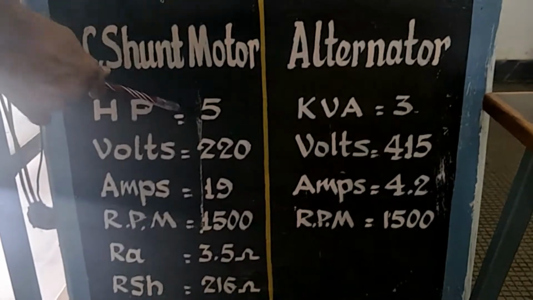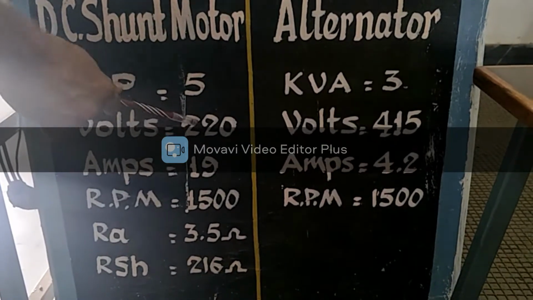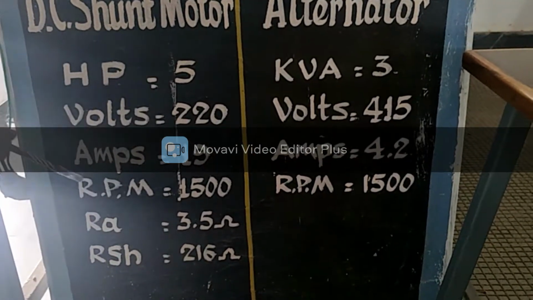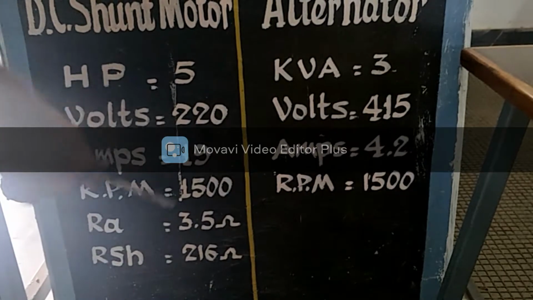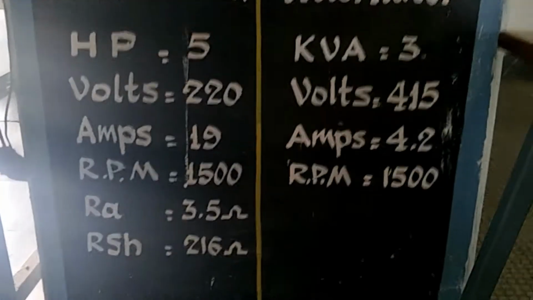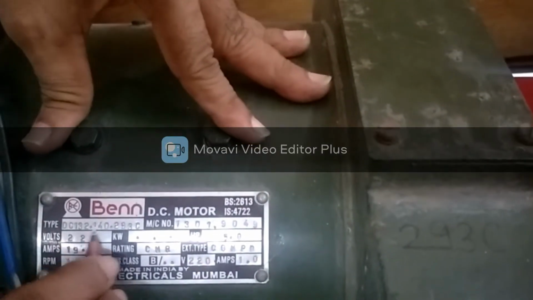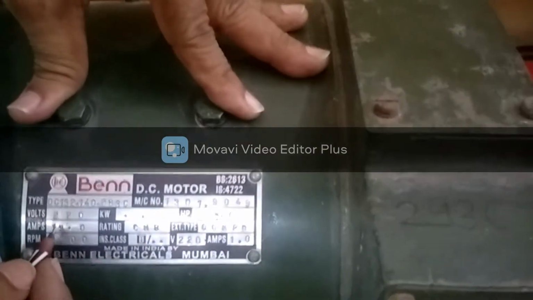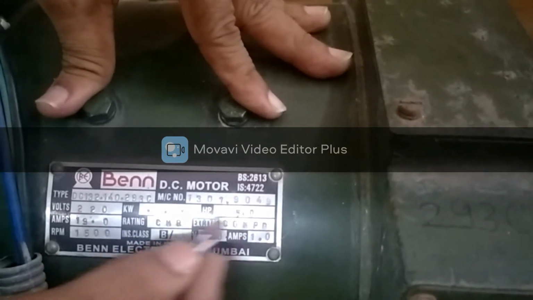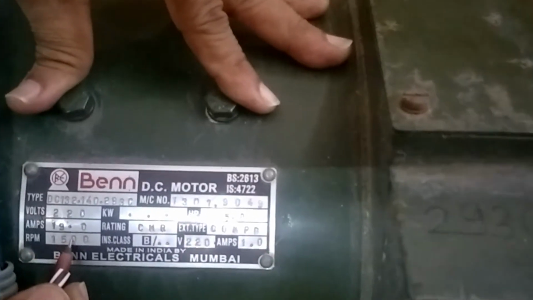Same rating machine: 5 HP motor, which gives you approximately 3.73 kilowatts, voltage rating 220, ampere rating 19 amperes, rated speed is 1500 rpm, armature resistance 3.5 ohms, and shunt field resistance 216 ohms. The same details are shown on the actual nameplate of the machine. If you see, the rating is 5 HP, 220 volts, armature current rating 19 amperes, rated speed 1500 rpm.